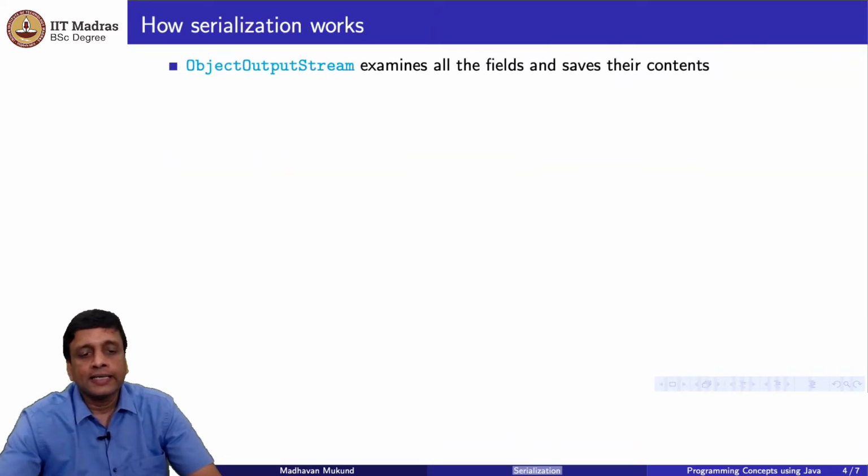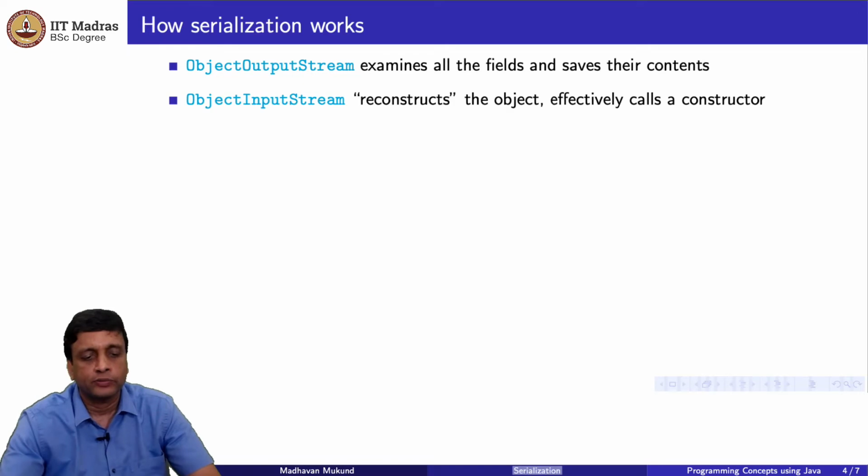So how does serialization work? An object output stream examines all the fields and writes out their content. It actually writes out a description of the object. It's not just a binary dump of the object, it writes out the description of the object. So when you construct an object back, it effectively is like creating an object in the normal sense, right?